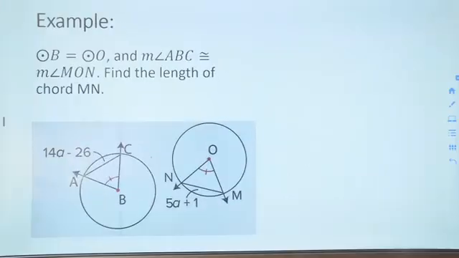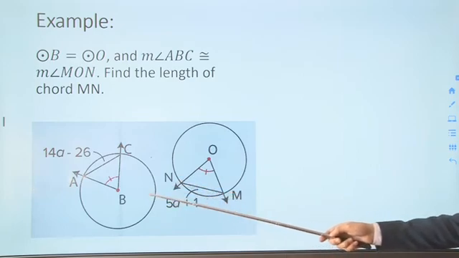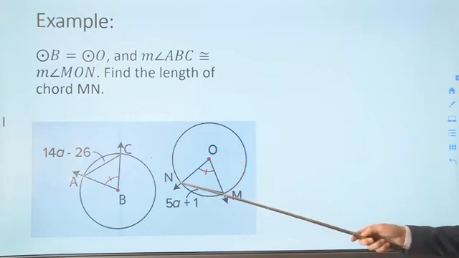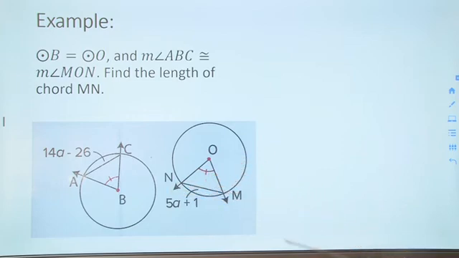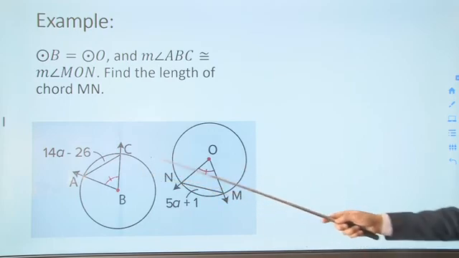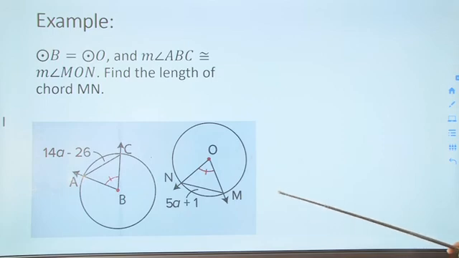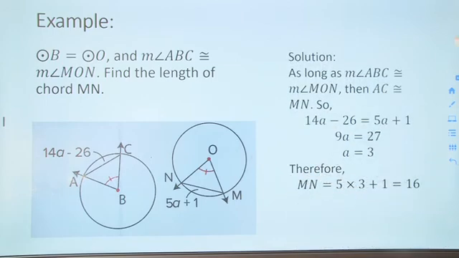Here's an example for you. Try to solve it yourself. Now we'll solve it together. Here, given that central angles B and O are congruent, and we have to find the length of chord MN. We know that if the central angles are equal, then the chords will be equal too. So 14 times A minus 26, that is chord AC, is equal to 5 times A plus 1, that is the length of chord MN.